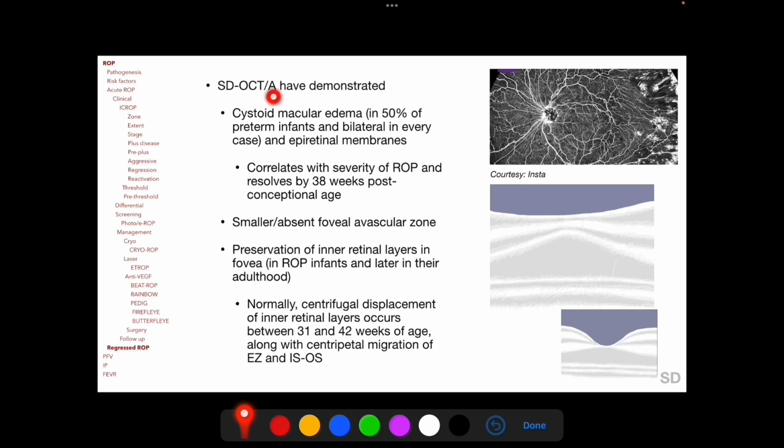SD-OCT and OCT angiography have demonstrated cystoid macular edema in a large proportion of ROP infants during the acute stage of the disease. Small or absent foveal avascular zone, as seen here in this OCT angiogram, and preservation of inner retinal layers in the fovea can be found in ROP infants and also later in their adulthood. This diagram represents OCT of an ROP eye showing retention of the inner retinal layers in the region of the fovea, as compared to centrifugal displacement of the inner retinal layers from the fovea of a normal eye.